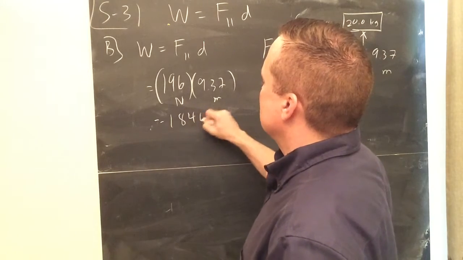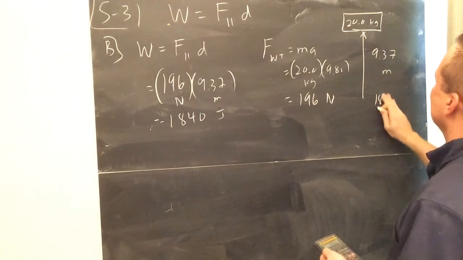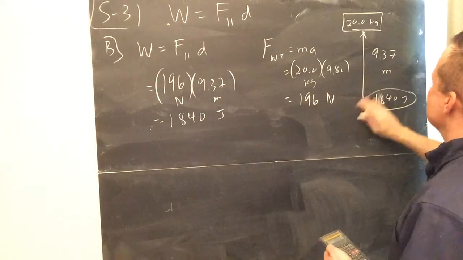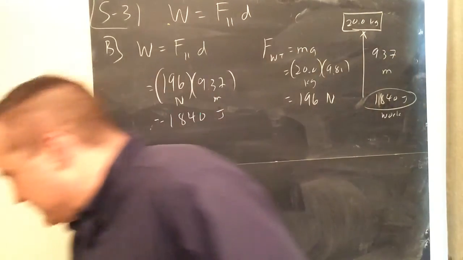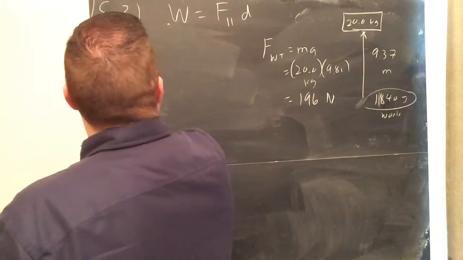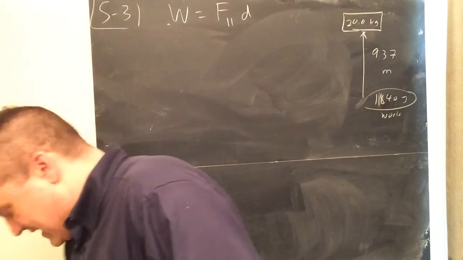1840 joules. So 1840 joules of work. Work equals that. I ought to say work was done in lifting that, because you had to match gravity as you pulled it up. All right, well, that's going to come into play in the next one.